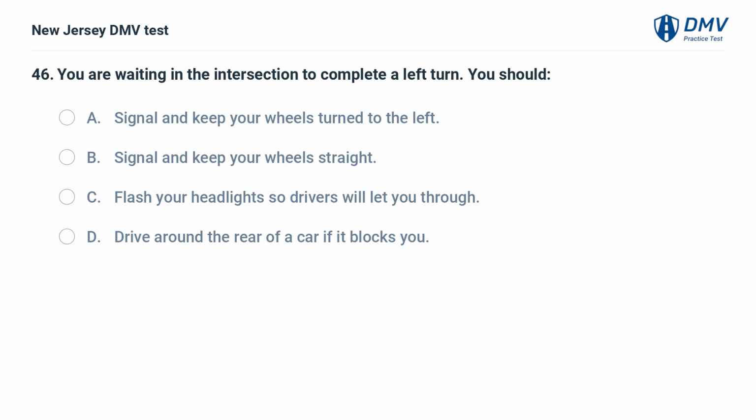You are waiting in the intersection to complete a left turn. You should: A. Signal and keep your wheels turned to the left. B. Signal and keep your wheels straight. C. Flash your headlights so drivers will let you through. D. Drive around the rear of a car if it blocks you.